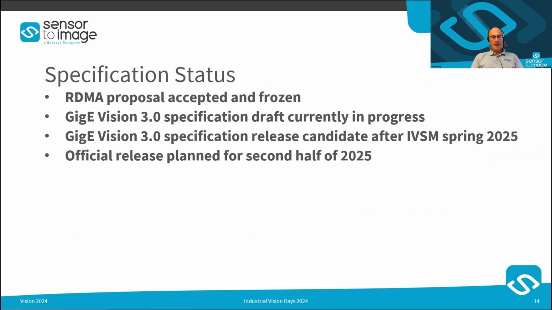What about the specification? The RDMA proposal is accepted and frozen. So this was done at the last IVSM. The GigE Vision 3.0 specification draft is currently in progress to be written. And that specification release candidate should be out after the next IVSM in spring 2025. The official release is planned for the second half of 2025. Let's see.